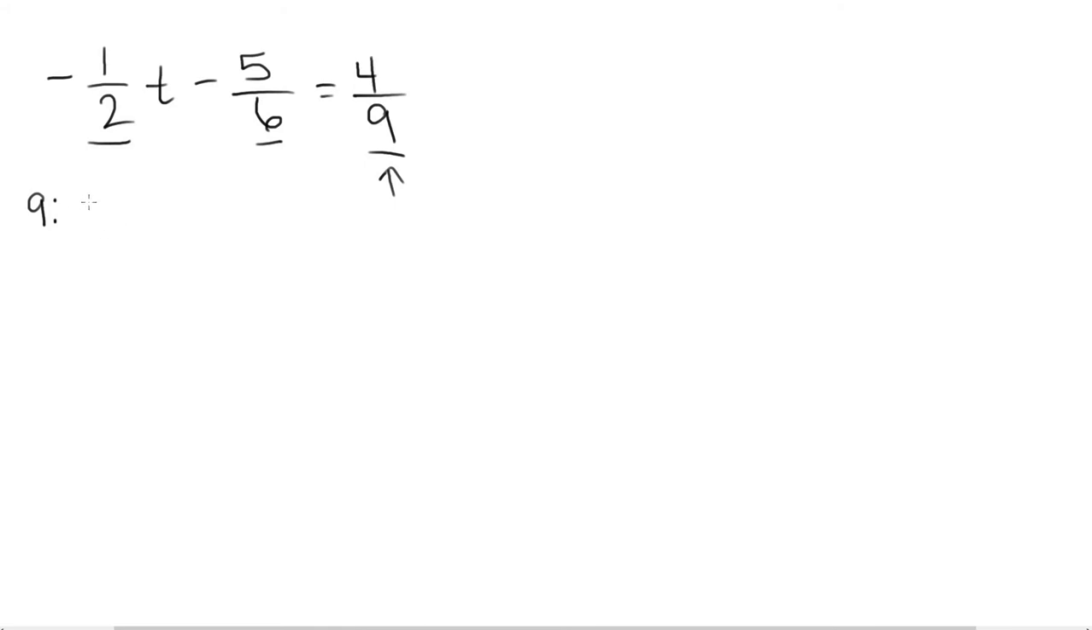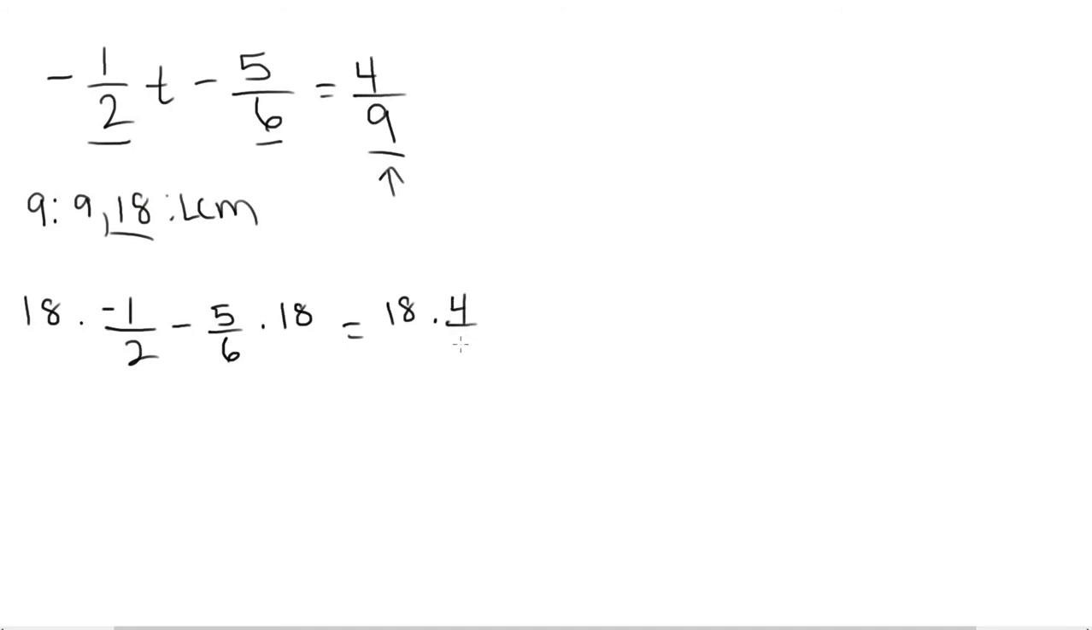So 9 times 1 is 9. 9 times 2 is 18. 18 is my number. 2 goes in 18, 9 times. 6 goes in 18 3 times. So we're going to multiply by 18. That is our LCM. So 18 times a negative 1/2 minus 5/6. I'm going to put the 18 on the other side so that I can keep it in order, times 18. That equals 18 times 4 over 9.